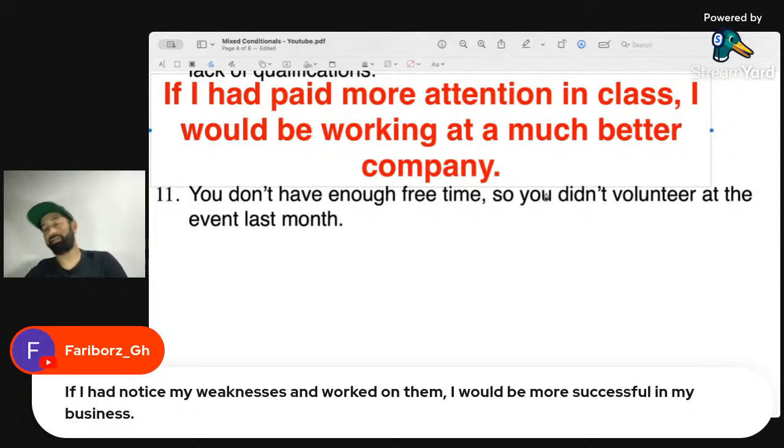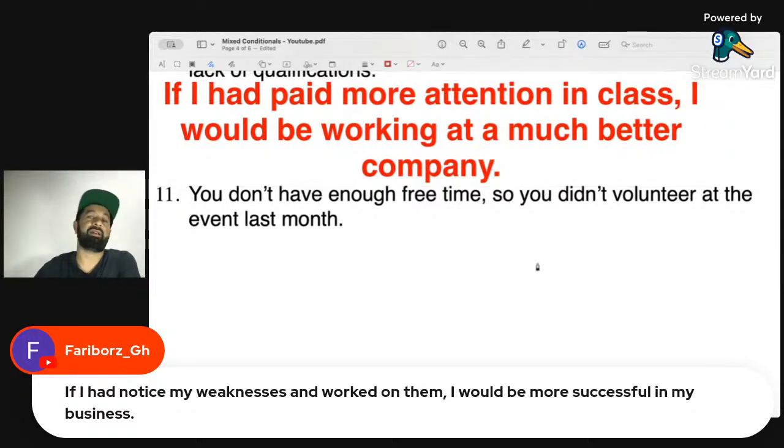Let's do a couple more. We're on a groove right now. We're moving well. The momentum is on our side. You don't have enough free time, so you didn't volunteer at the event last month.